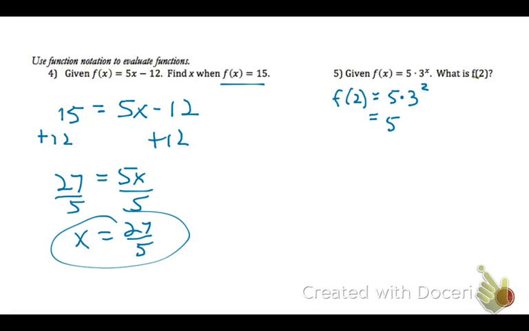So we'll do the power first. 3 squared is 9, and then 5 times 9 is 45. So when we plug in 2, we get 45.